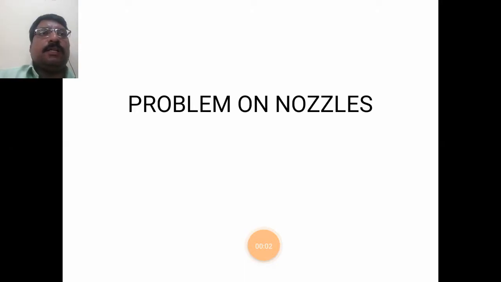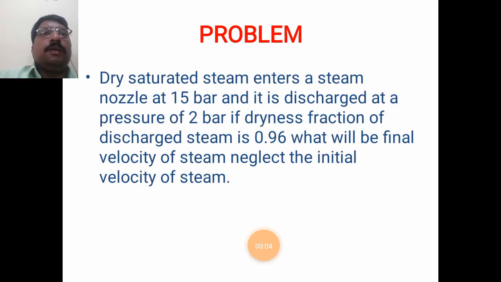So let us discuss another problem on steam nozzles. The problem is given as: dry saturated steam enters the nozzle at 15 bar and is discharged at a pressure of 2 bar. If the dryness fraction is 0.96, what will be the final velocity of the steam? Neglect the initial velocity of the steam.